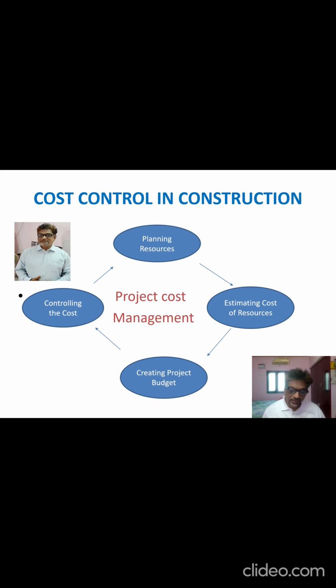So project cost management is basically planning the resources. You have resources like labor, materials, and plant and machinery. So these resources have to be planned. Estimating of these resources is important, and creating the budget for the entire life cycle of the project. The budget has to be prepared, and proper monitoring and controlling is part of project cost management. This has to be monitored and controlled, and evaluation has to be done from time to time. So this is what project cost management is all about.